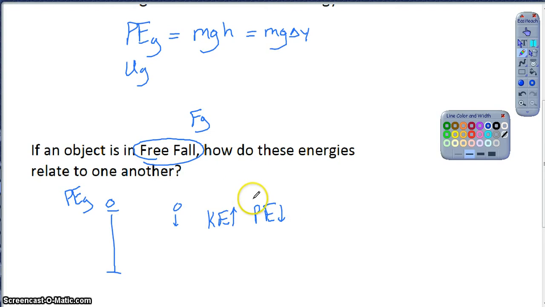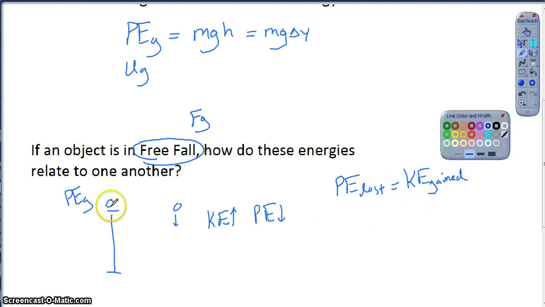So what's the relationship between these two? Well, it's a one-to-one relationship. If it's in free fall, if the only force acting is the force of gravity, if there's no air resistance, drag, or anything like that, then however much potential energy is lost, that equals the amount of kinetic energy that's been gained. So that is something to be very comfortable with. Obviously, we'll see that worked in several examples as we go throughout this chapter.